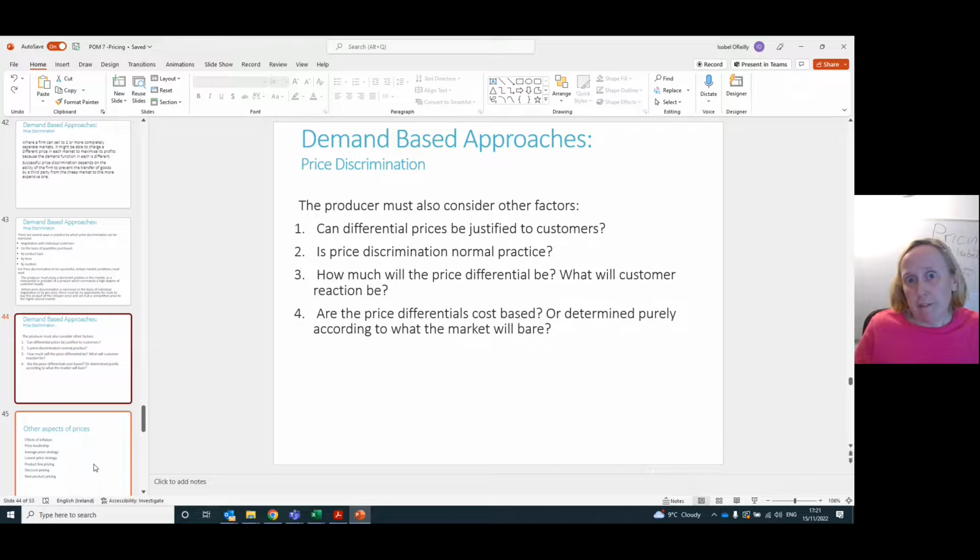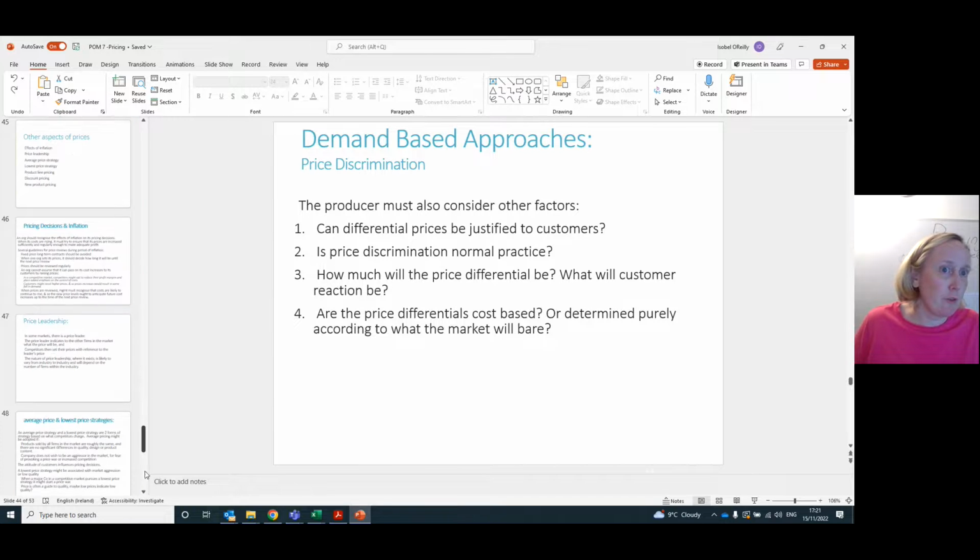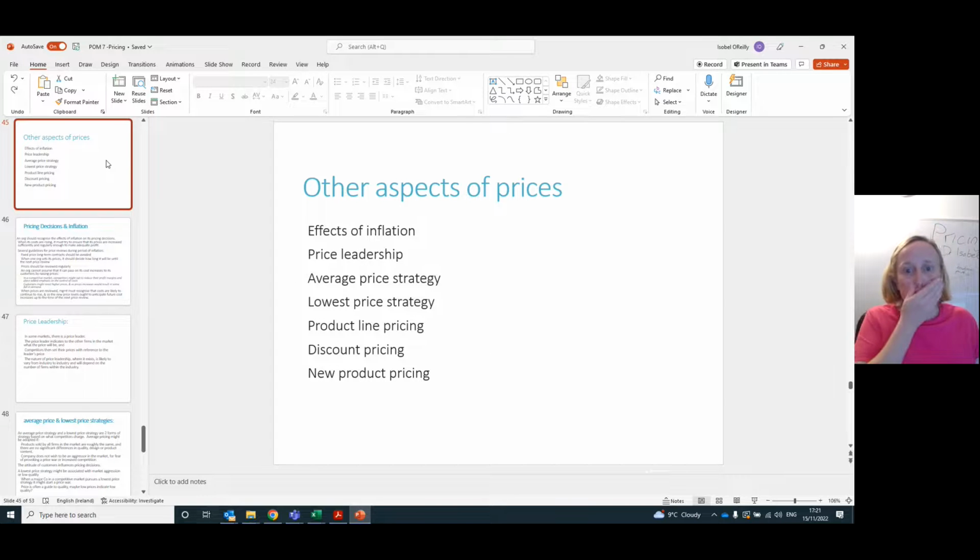And how much of a differential are you talking about? What will the customer reaction be in general? And are the price differentials cost based? So I mentioned sometimes in different geographic areas, there are different costs associated. Or is it purely according to what the market will bear? And customers won't react too well if they find out that that's the attitude, perhaps.